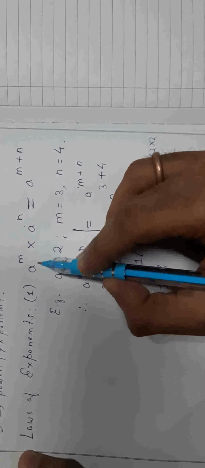This is the first law of exponents, that is a to the power m into a to the power n is equal to a to the power m plus n.